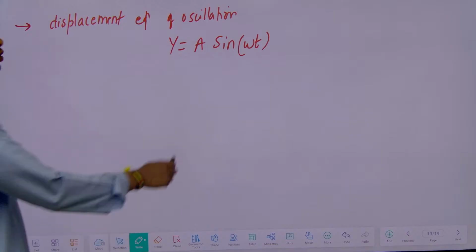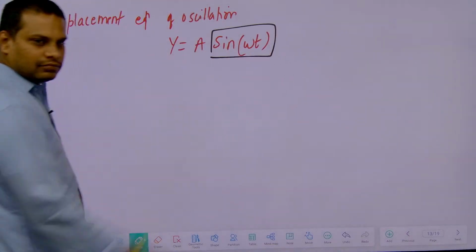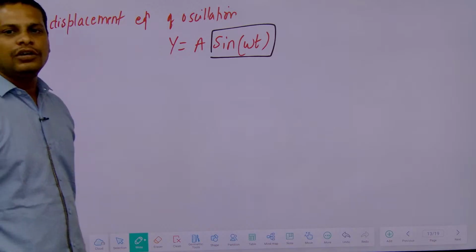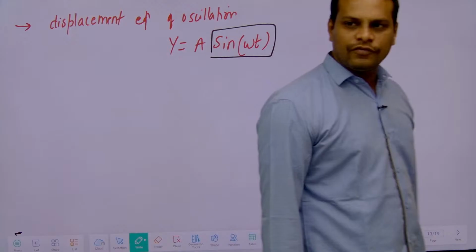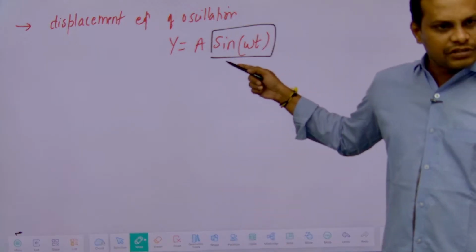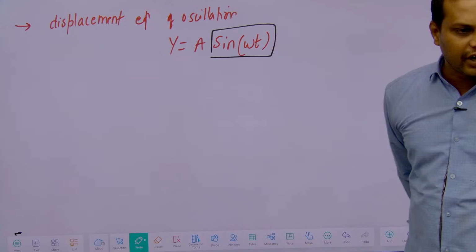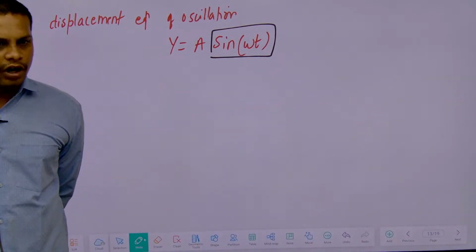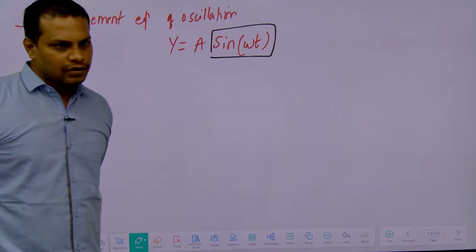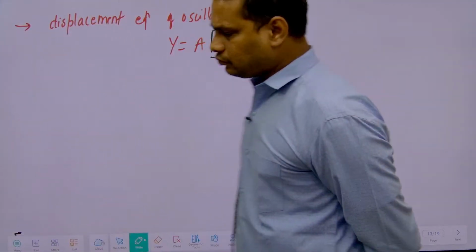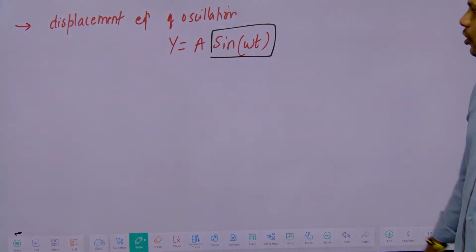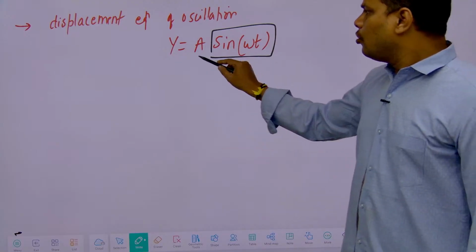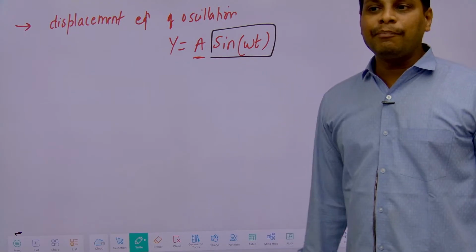Now see, do we have the dimensional formula for sine? No, because trigonometric functions don't have a dimensional formula. There is no dimensional formula for trigonometric functions, logarithmic functions, exponents and numbers, and even angles. So no dimensional formula. But here A is called the amplitude.